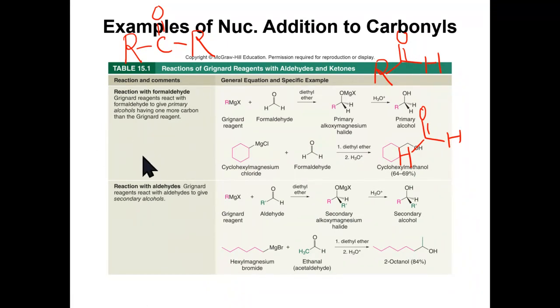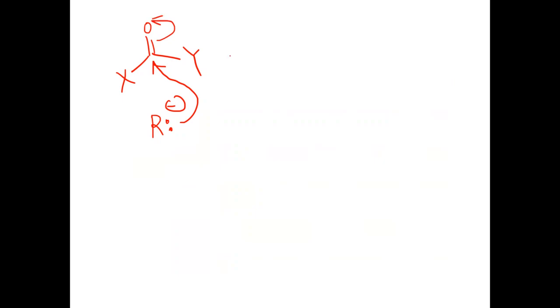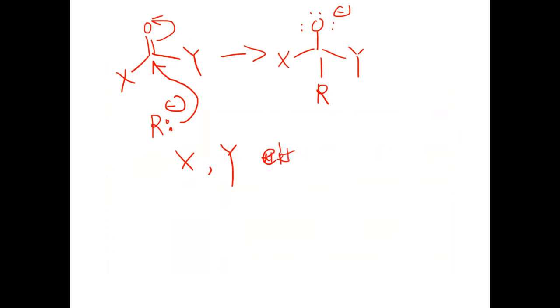You always go like that. You don't need to really care about what the groups on the carbonyl are, as long as they are either hydrogen or a hydrocarbon group. We don't really care about X, Y. If you have an organometallic compound, just react it here. Assume X, Y are either hydrocarbon groups or hydrogen.